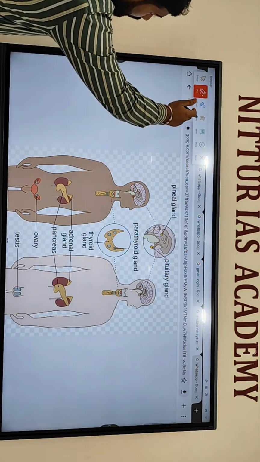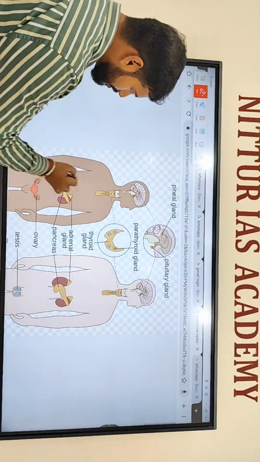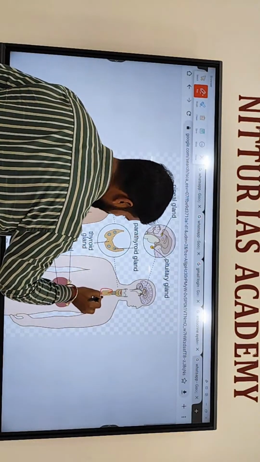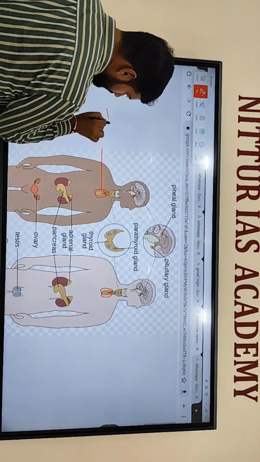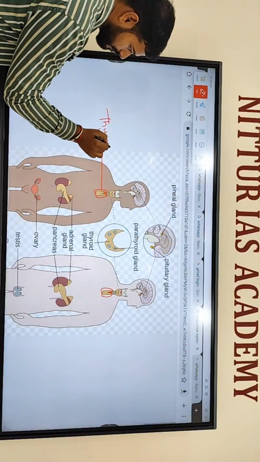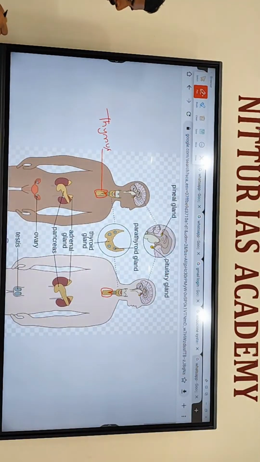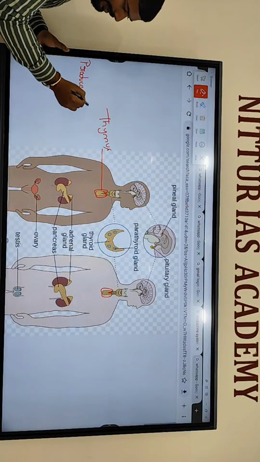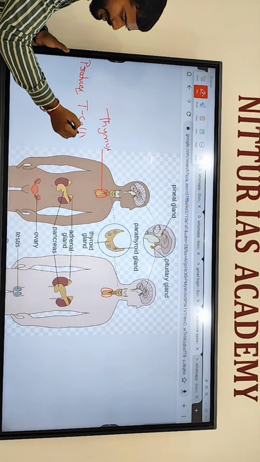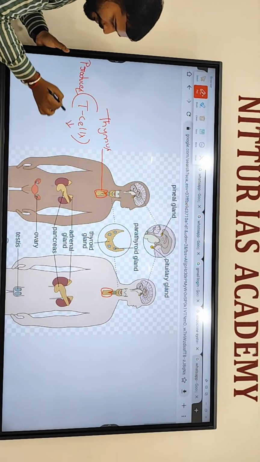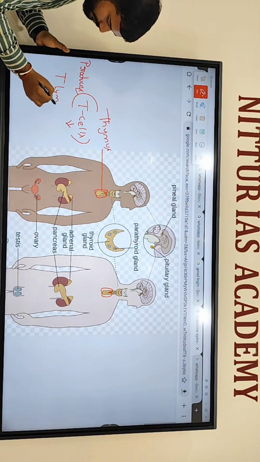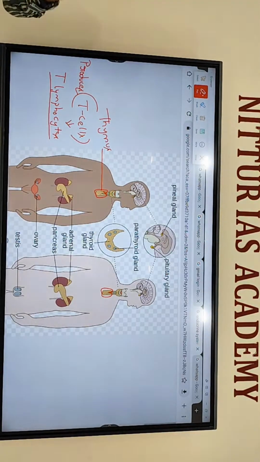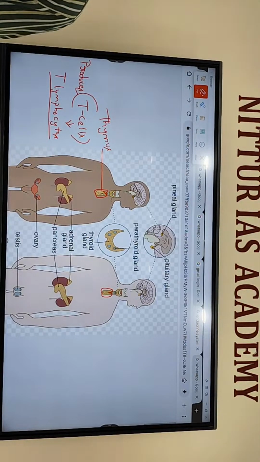Then the thymus gland. The thymus is present in the chest cavity. It produces T cells. T cells means T lymphocytes. It produces T lymphocytes.